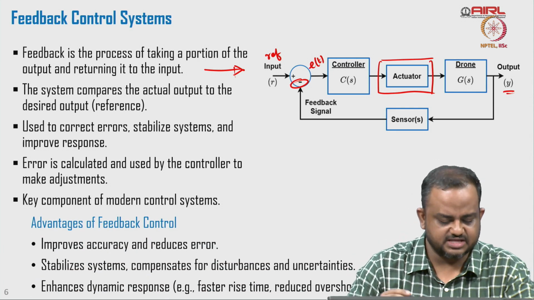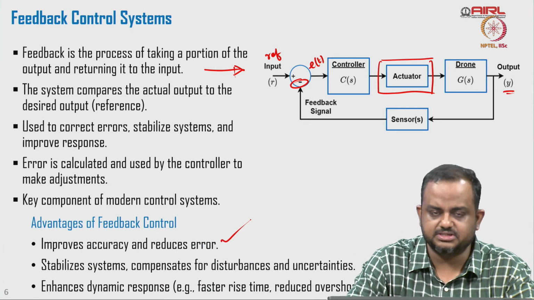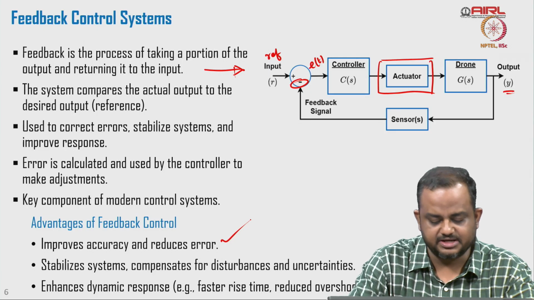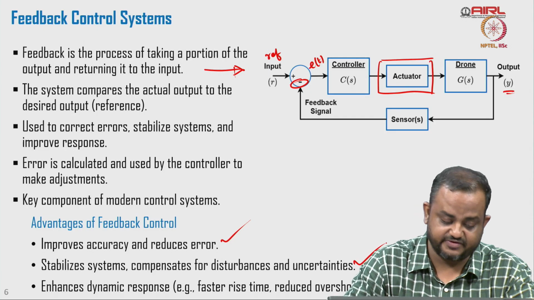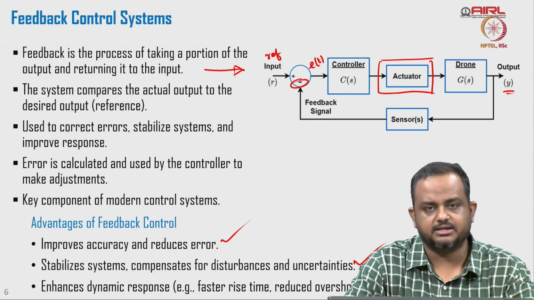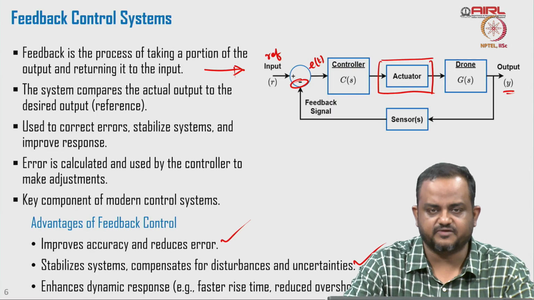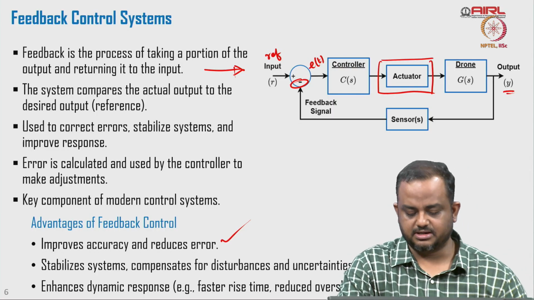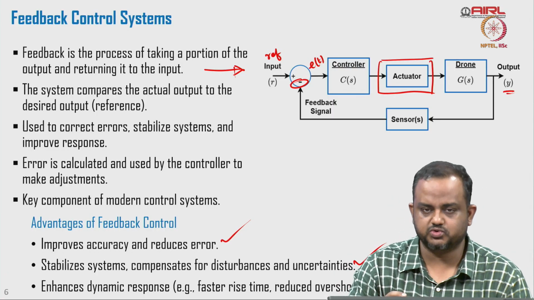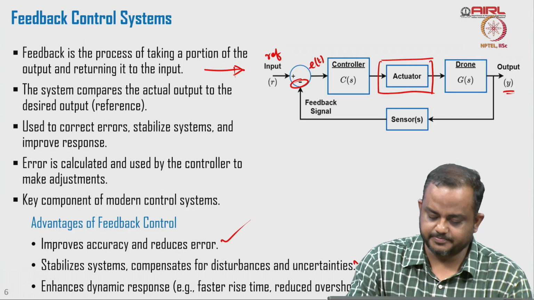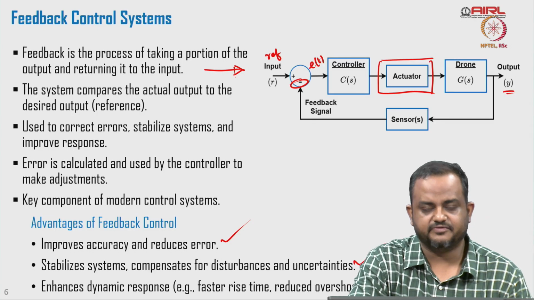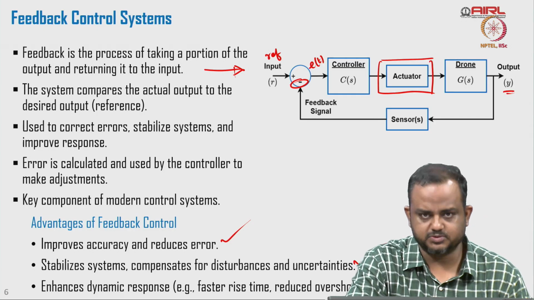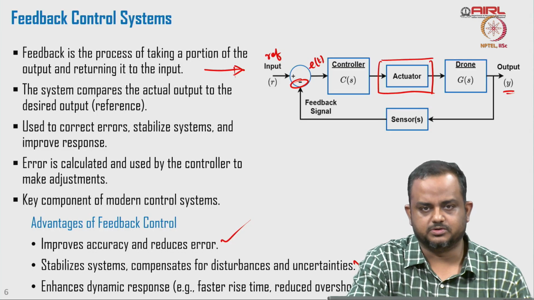What is the advantage? It improves accuracy and reduces error, stabilizes the systems with negative feedback, and enhances dynamic response. That means when you need faster rise time, or reduced overshoot or something like this, then you can see that feedback control system is much more effective than open loop control, right.